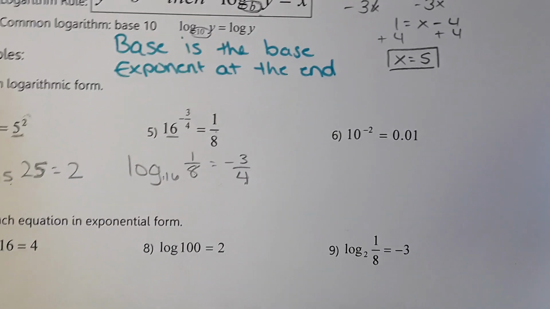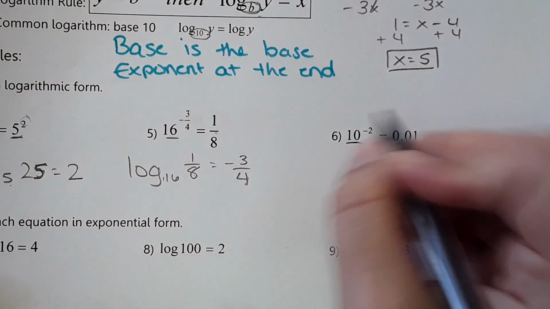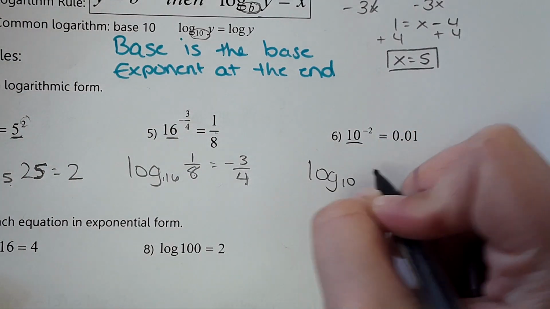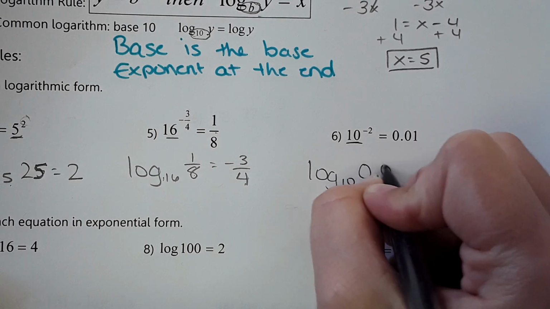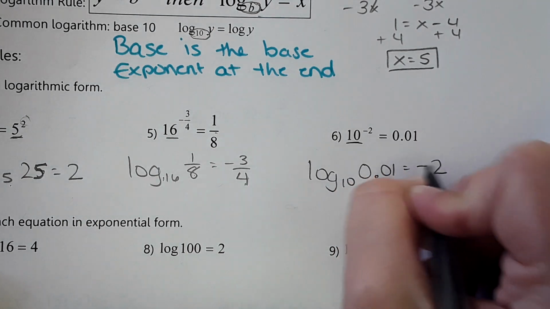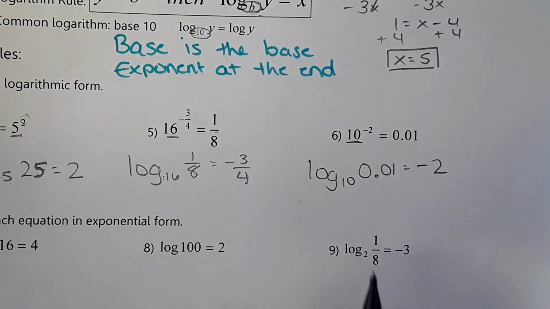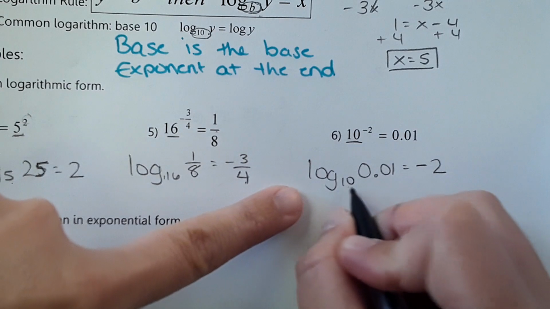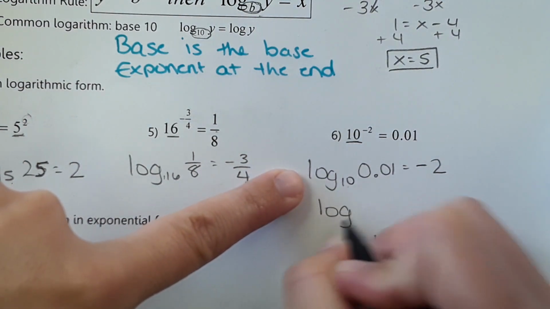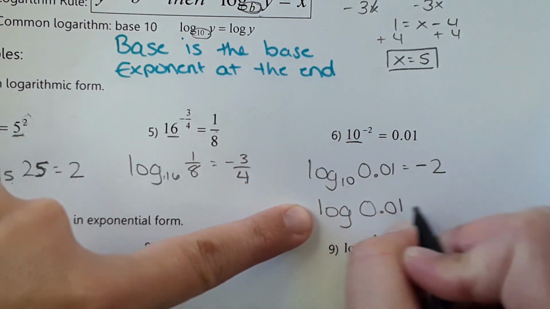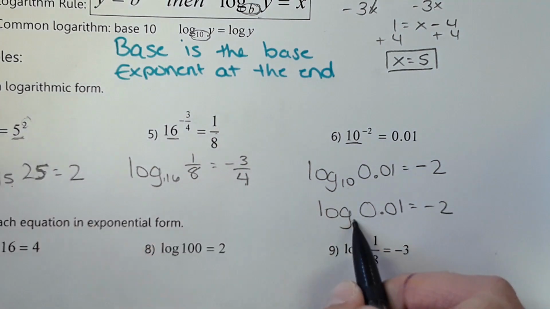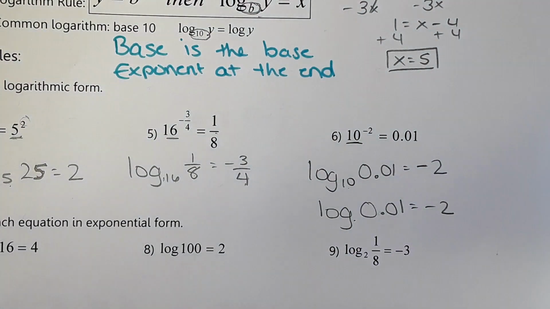Okay, then number 6, again, base is the base. Exponent at the end. Something to also note is log of 10 is a common logarithm. With log of 10, they usually don't write the 10. They'll just write log of 0.01 equals -2. If they don't have a base noted, then the base is 10.